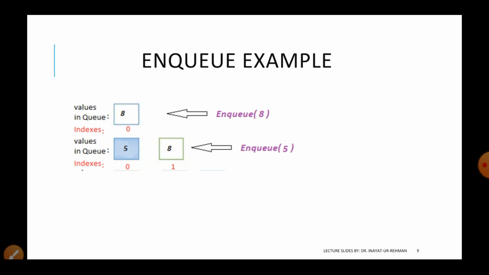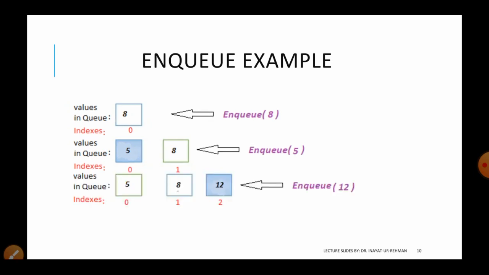So 5 will be adjusted before 8, and then if we enqueue the value 12, it will be placed after 8. So 12 is higher than the last value of the queue, which is 8. So 12 will be placed after 8.